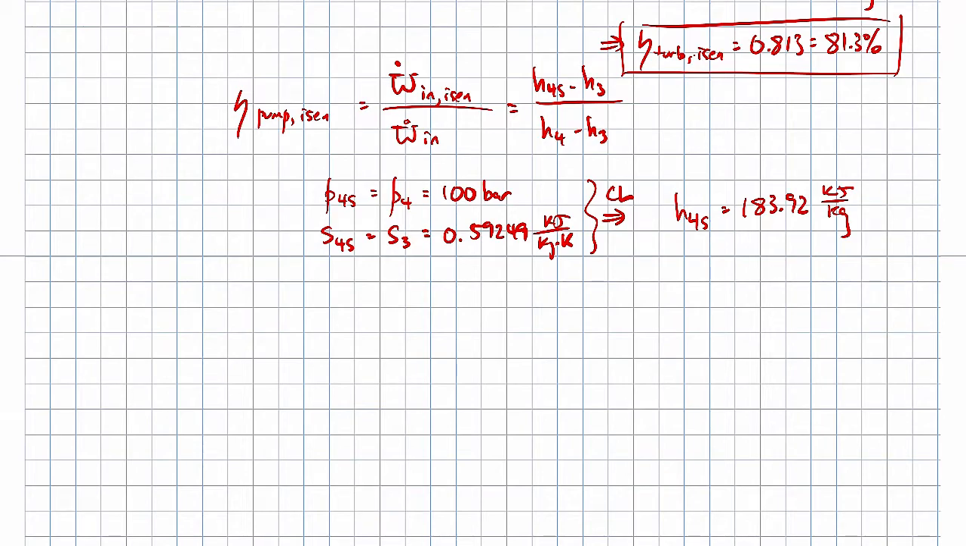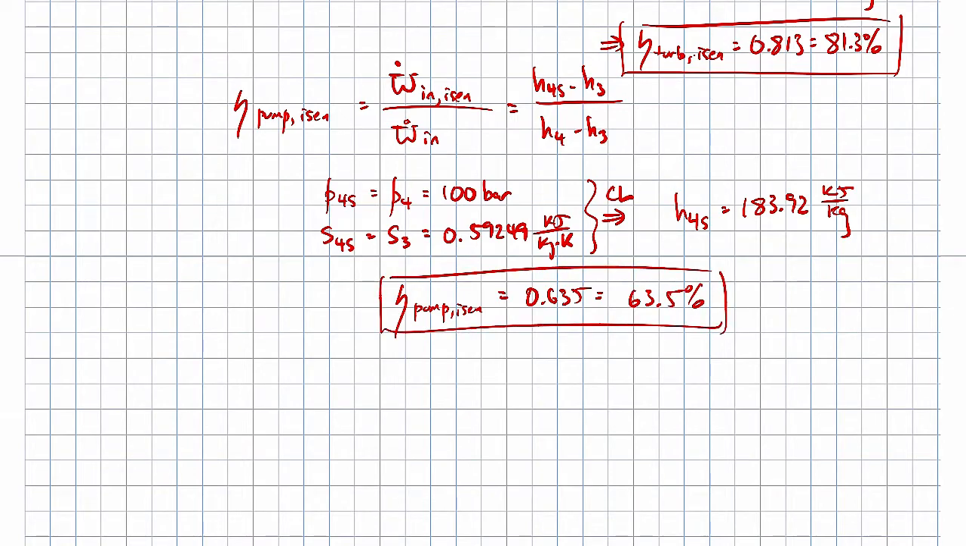When you plug in the numbers to find the pump isentropic efficiency, now that we have everything, it comes out to be 0.635 or 63.5%. It's lower than that for the turbine, and that's pretty typical. As I've mentioned in a previous lecture, turbine efficiencies tend to be higher than pump efficiencies because the way the viscous losses occur in turbines and pumps is a little bit different.